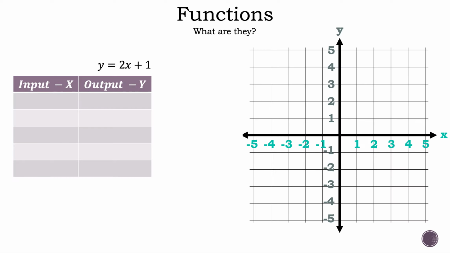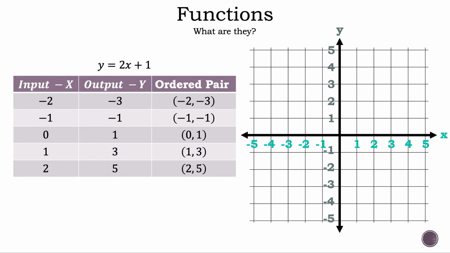Now, let's graph a function to see what it could look like. We have our function y is equal to 2x plus 1. Let's choose our inputs. We have -2, -1, 0, 1, and 2. And the output for each one in order is -3, -1, 1, 3, and 5. Let's combine them to form our ordered pairs. Let's plot the points, let's draw our line, and this graph is a linear function.